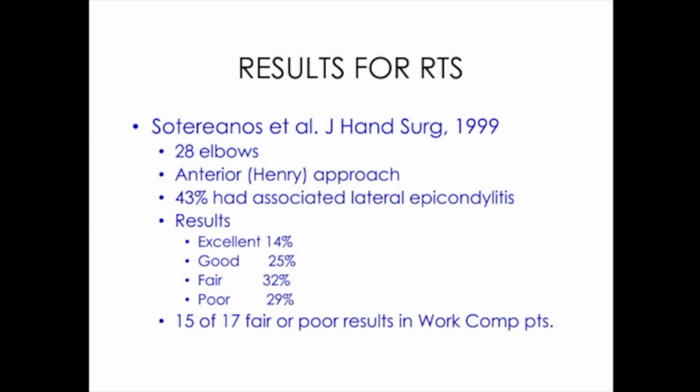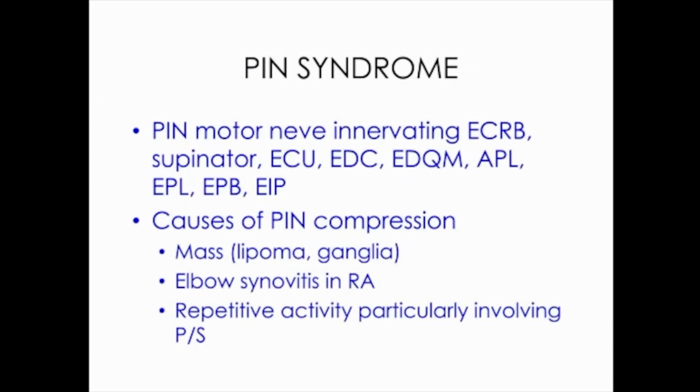And then Dean Saturianos decompressed 28 elbows through an anterior approach. He had 39% good or excellent results, and the remainder were fair or poor, and a significant percentage of the poor results were in workers' compensation patients.